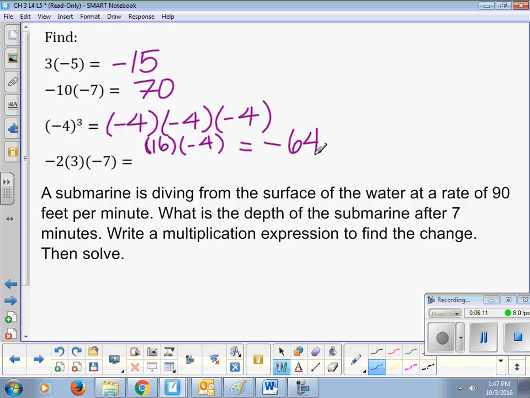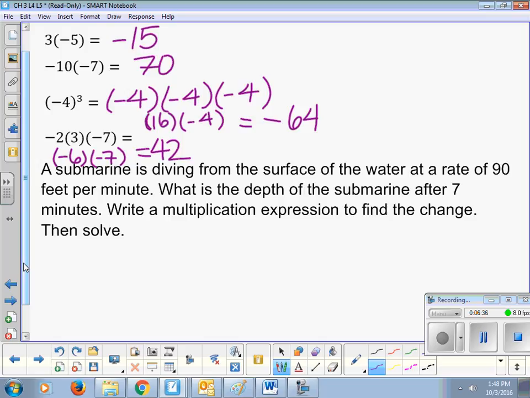For our fourth example, what is negative 2 times 3? 6. Positive or negative? Negative, because we have different signs. I'm going to bring down my negative 7. What is 6 times 7? 42. Positive or negative? Positive, because we have the same sign, and our answer is positive.